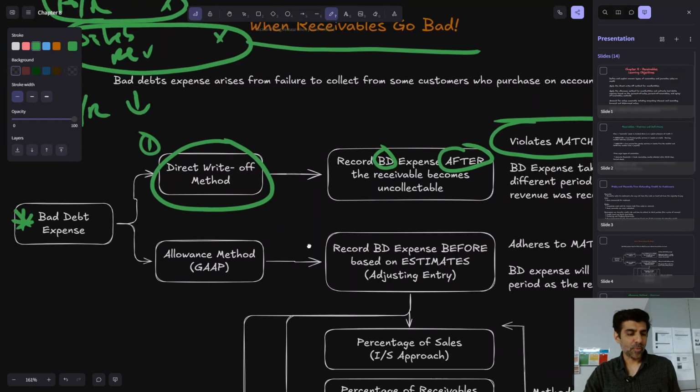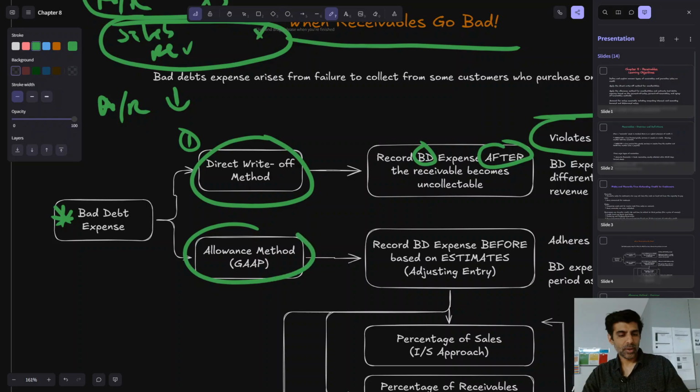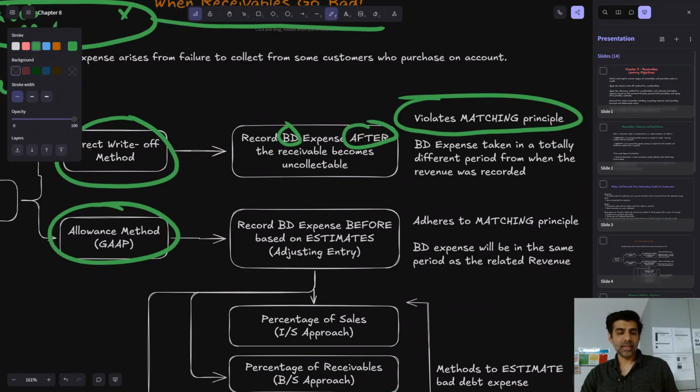So now the allowance method, which is the method that we need to implement for GAAP. We're basically going to do an adjusting entry at the end of our period, and we're going to estimate how much of our accounts receivable we're not going to collect. Okay, and it's not going to be accurate because it's an estimate. We're going to be using assumptions. We can't predict the future exactly, but we're going to make an educated guess as to how much of our account receivable is not going to be collectible, and take the expense in the same period.